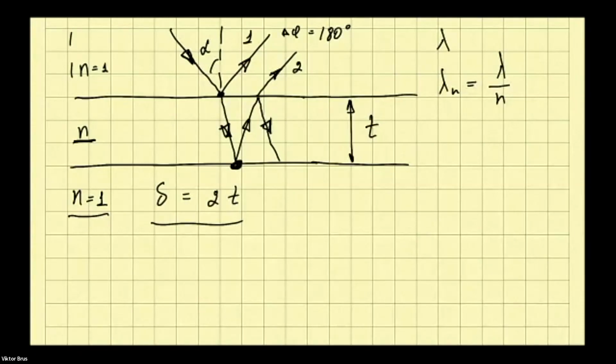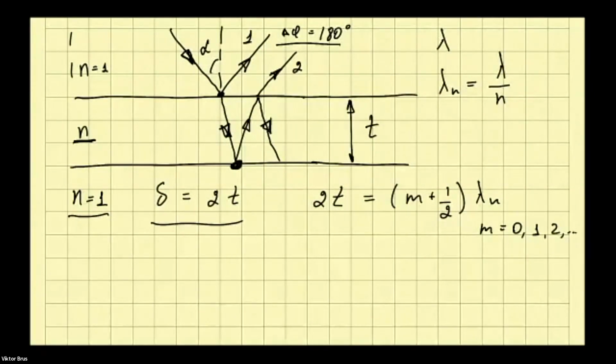Taking into account this phase shift of beam number 1, the conditions for constructive and destructive interference will be opposite to those conditions which we described for two-slit interference. So we can write that 2T, which is the path difference, should be equal to (m plus 1/2) times lambda n, where m is 0, 1, 2, and so on.